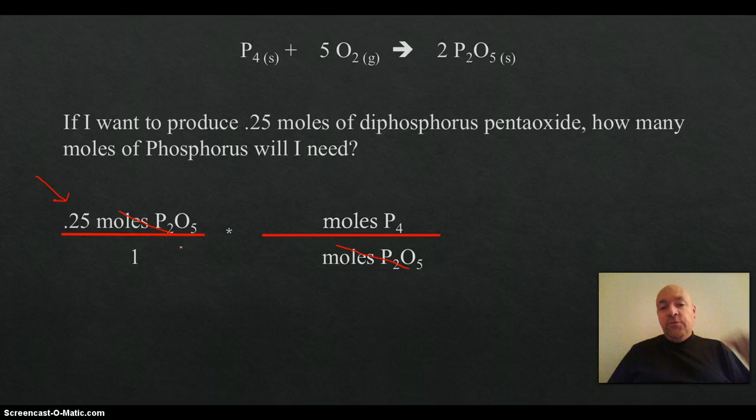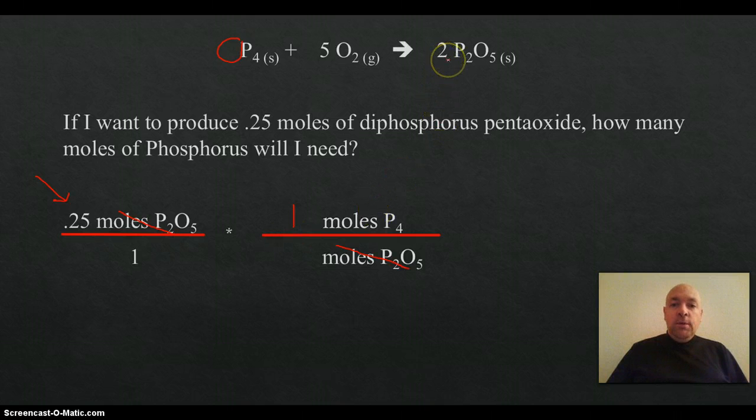And I want to put the units that I want to be in, which in this case, the question is how many moles of phosphorus. So I'm going to go from moles of diphosphorus pentoxide to moles of phosphorus. So that's why I put that up top. And then remember, when I'm going from moles to moles, I'm going to look at my ratio in my chemical equation. So I look here, what number is in front of phosphorus, and if it's not written, then it's 1. And there's a 1 there.